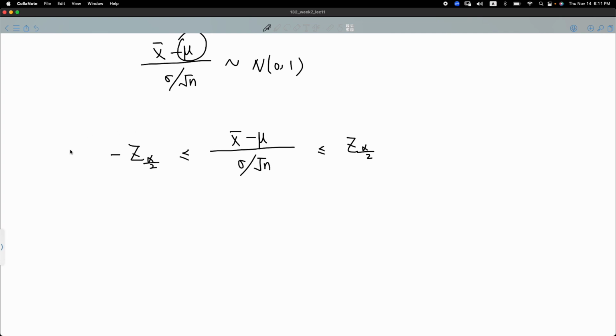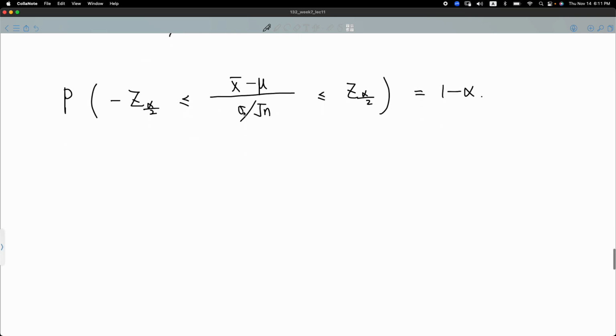And you know that the probability of this thing falling in between this upper bound and lower bound is 1 minus alpha. So this is the reason why we can make the confidence interval, as we know that this thing follows a normal distribution. Yeah.